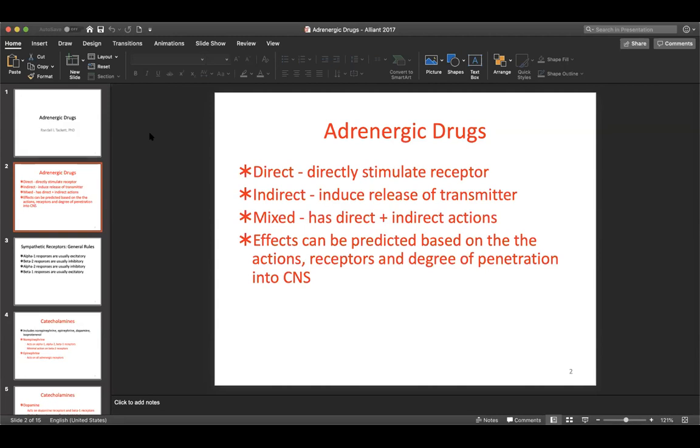And just like with the cholinergics, we can predict what effect we should see based upon what receptors are being acted on. And there's also the degree of penetration into the CNS. Some of these drugs will not go across the blood-brain barrier, such as the catecholamine derivatives. They can't cross the blood-brain barrier. Other drugs, ephedrine and some of those, can go across the blood-brain barrier.